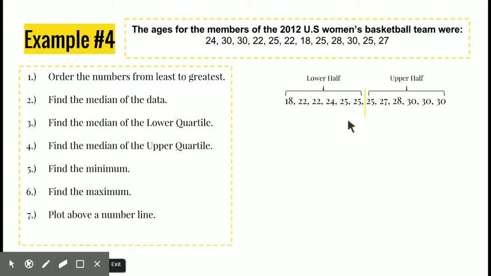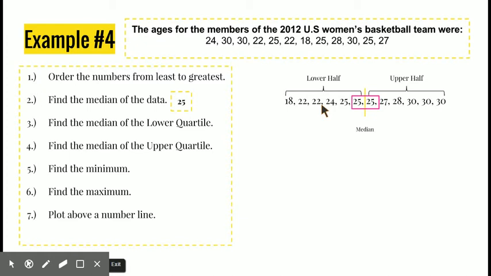Okay? So then the question is, what is the median? If these are my two middle numbers, well, they're both 25, right? So if they're both 25, then the median has to be 25. So very easy.